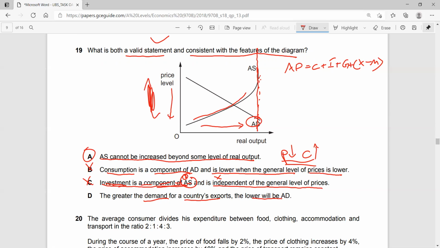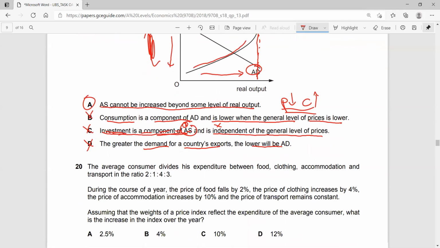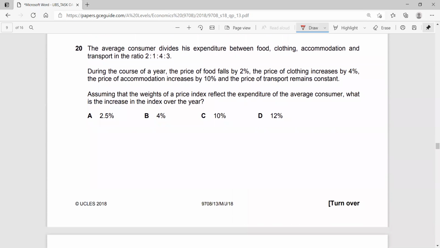The greater the demand for a country's exports, the lower will be AD. This is just not true. As you can see here, if there's higher demand for your exports and there's more export revenue, there's a direct relationship. So AD will also be higher. It won't be lower. So you can just cross that out because that's not a valid statement to begin with.